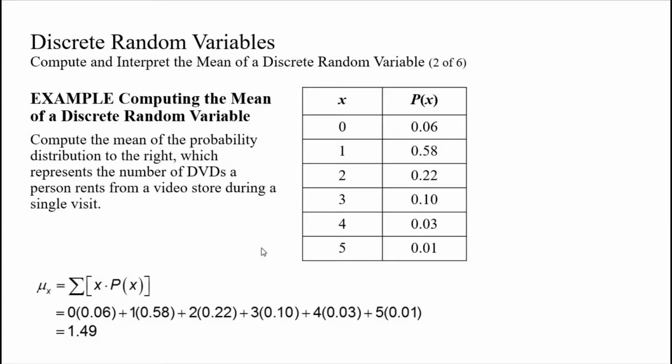Here is an example. If we want to compute the mean of the probability distribution, which represents in this case the number of DVDs a person rents from a video store during a single visit, we have this table. To compute the mean, first you need to multiply the values by the probability. So 0 times 0.06, 1 times 0.58, and so on. And then add them up, and that will represent the mean of the probability distribution.